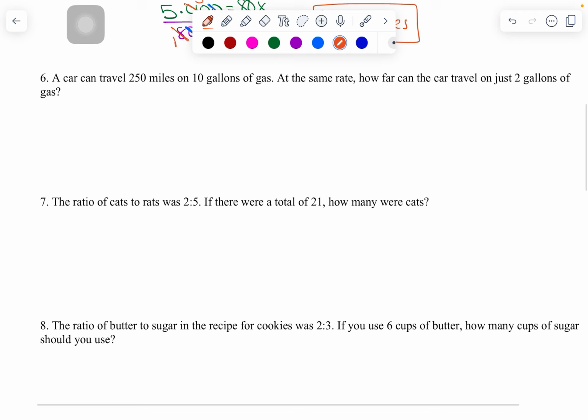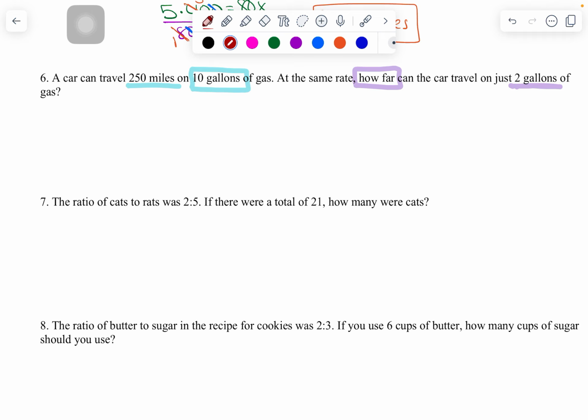A car can travel, let me grab a highlighter here. A car can travel 250 miles on 10 gallons of gas. So there's my rate of some kind. And then at the same rate, how far, so there's my question, that's the how far part, can the car travel on just 2 gallons of gas? And I'm a visual person. I'm not going to draw cars and gallons of gas or anything like that.